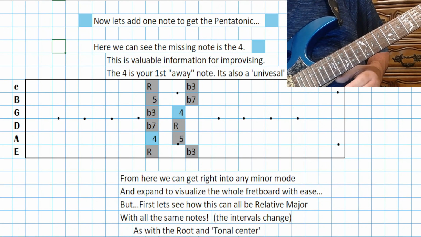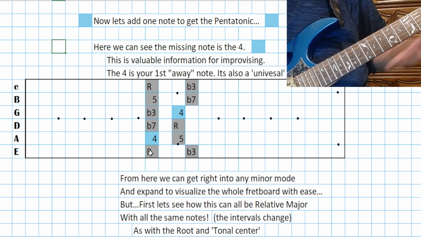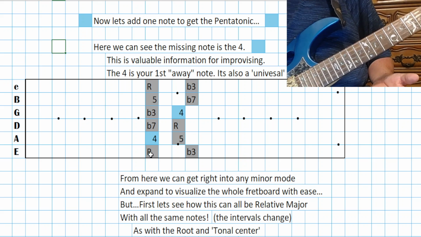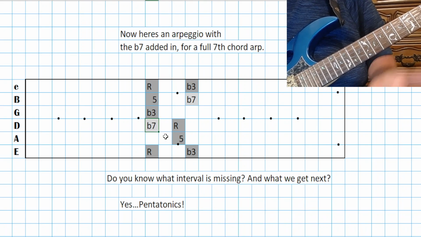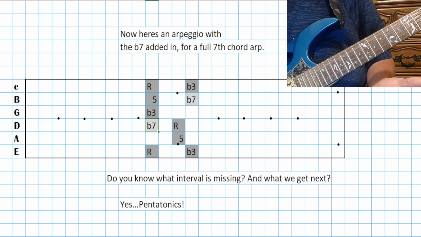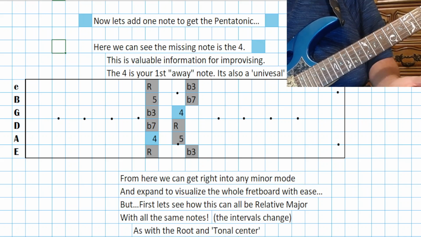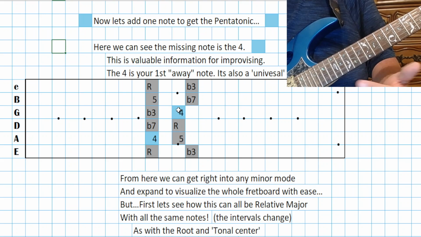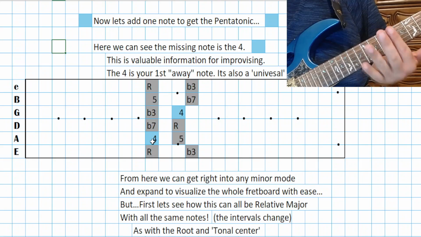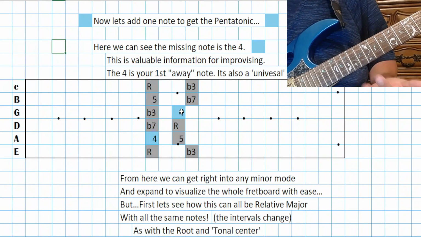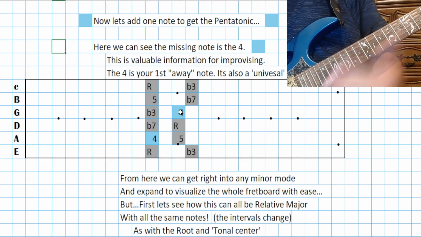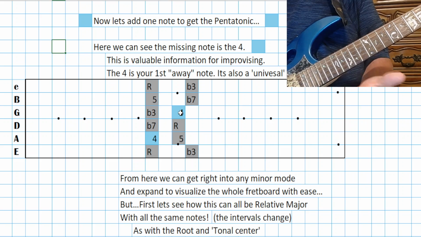Okay, so next we take this into pentatonics, because as you can see here, this shape is really just missing one note from this arpeggio shape to become a pentatonic. And what is it missing? That is important. It's missing the 4. And that tells us something. The information is that this is like your first away note, but it's your most universal away note.